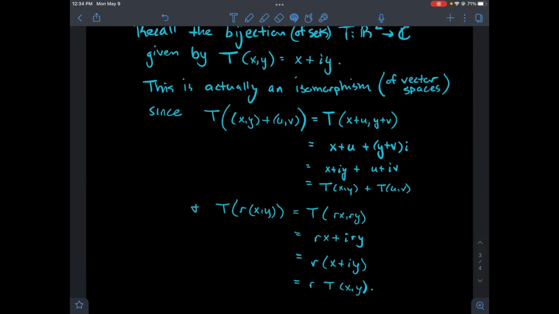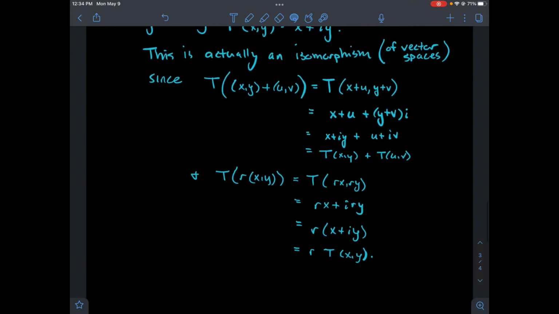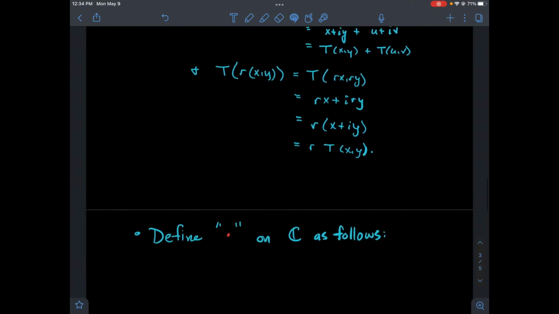So both of these properties, T plays nicely with sums and T plays nicely with scalar multiplication, remember that shows that T is a linear map. So I've got a bijection that's a linear map, and again, that's what it means for R2 and C to be isomorphic vector spaces. Now let's keep moving on.